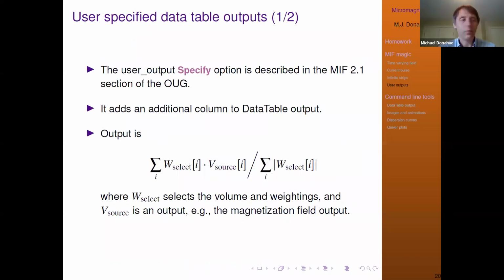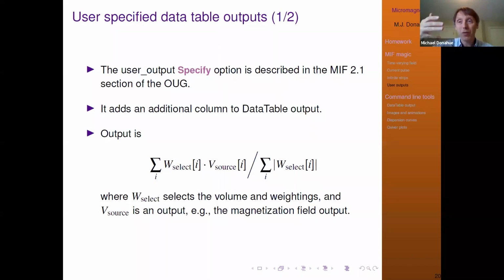Okay, this is an important one here: user-specified data table outputs. This frequently comes up. If you look at the scalar output that you get when you run a simulation, you get things like mx. That's the average value of mx over the entire simulation. It's often the case where you want to know what the average magnetization is in some subset, some sub-region or sub-volume of the entire simulation.